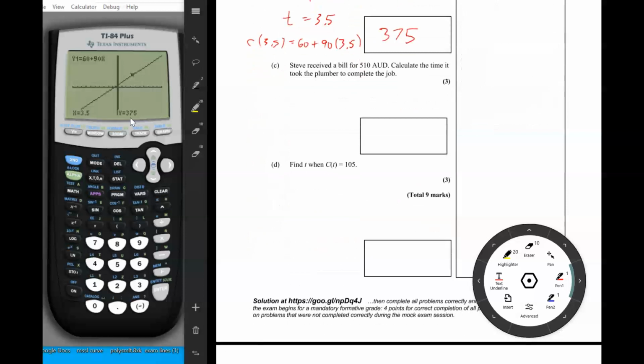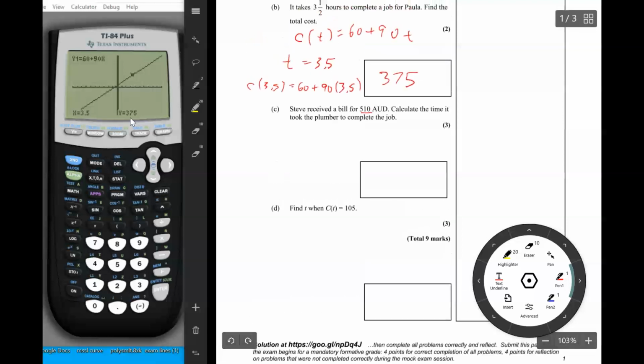Calculate the time it took for the plumber to complete the job. Okay, so I'm going to show you a couple different ways to do this too. So one of the ways is 510 Australian dollars. Does that correspond to t, or does it correspond to c of t? 510 Australian dollars is the cost, so it actually corresponds to c of t.